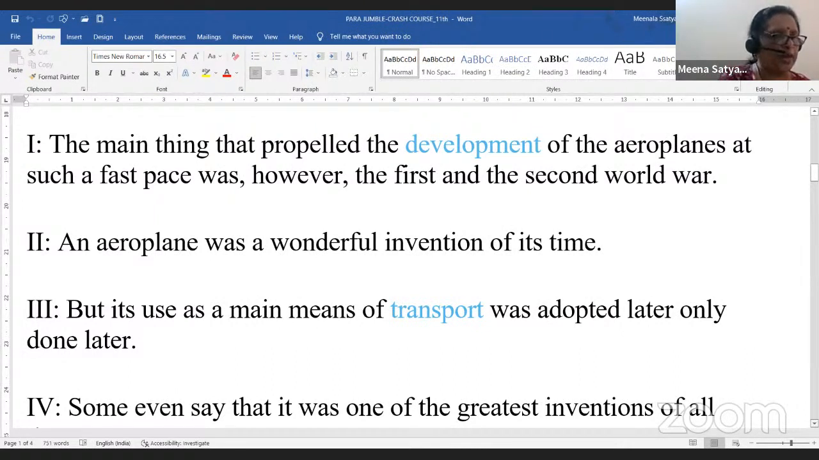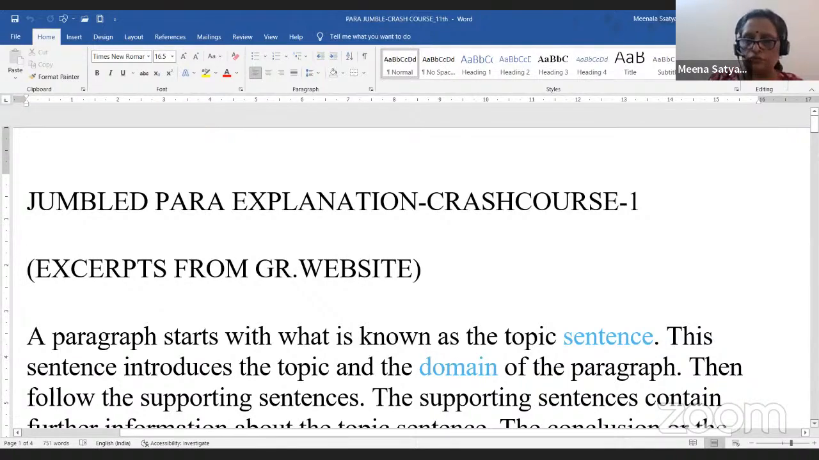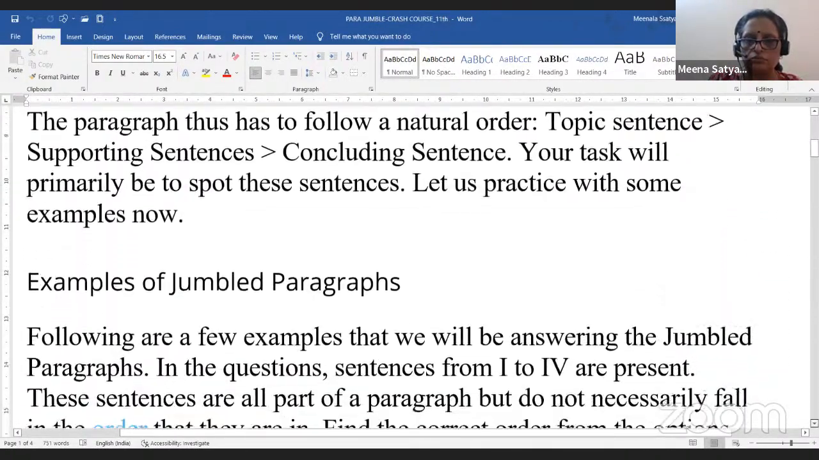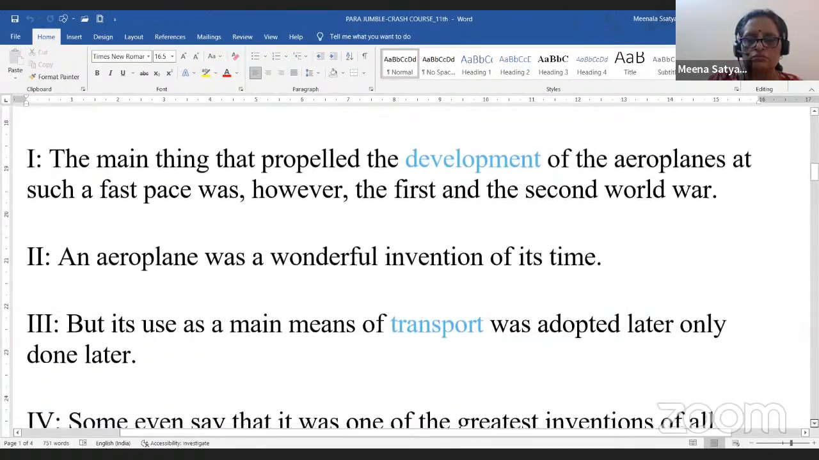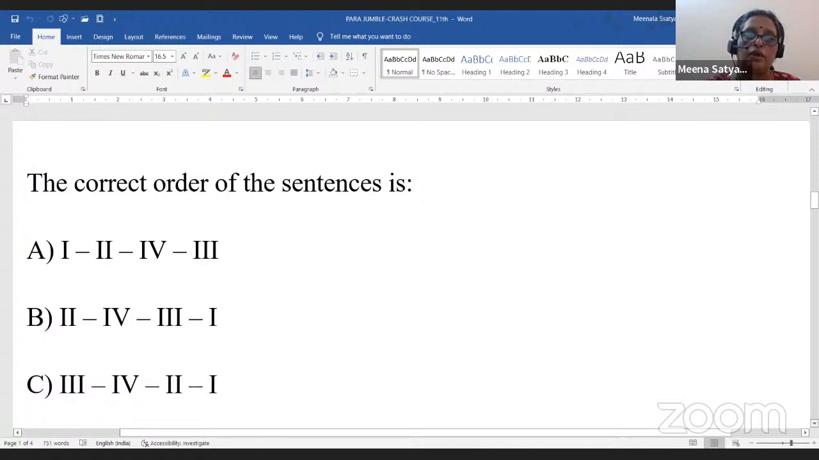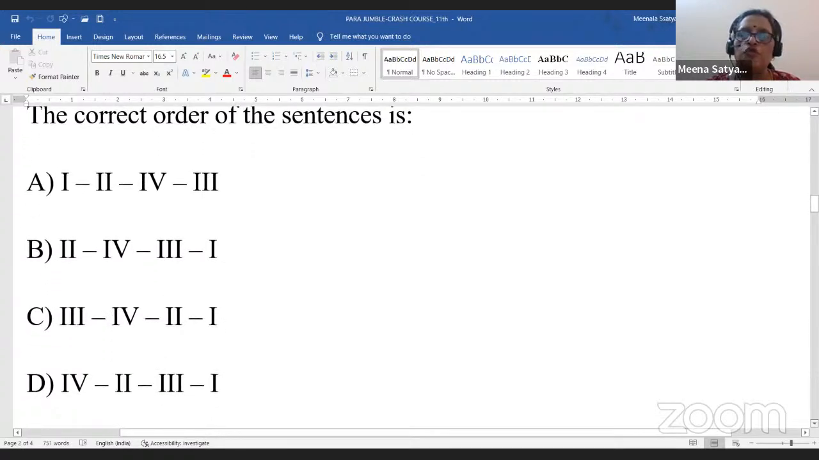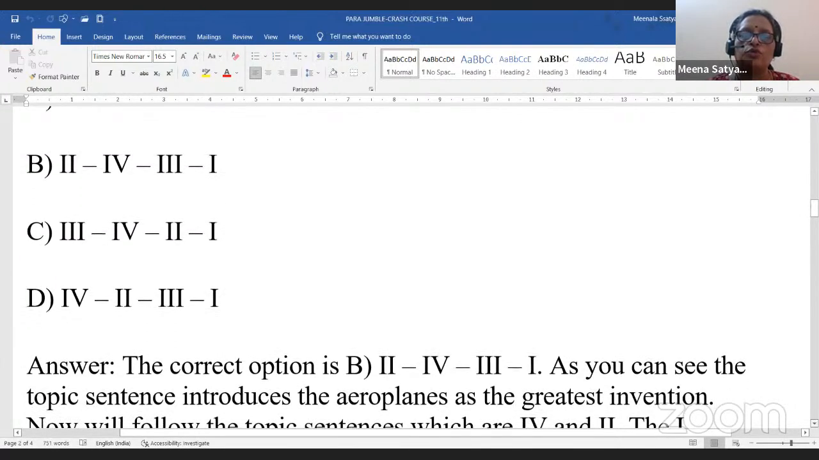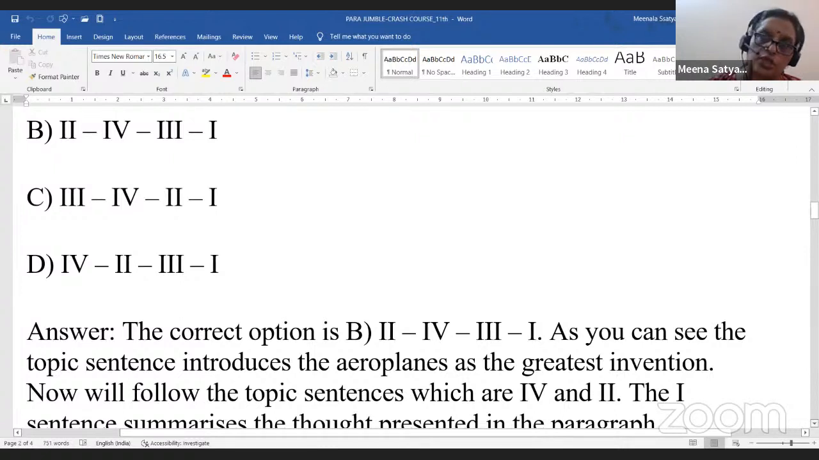The main thing that propelled the development of the aeroplanes at such a fast pace was, however, the First and the Second World War. An aeroplane was a wonderful invention of its time, but its use as a main means of transport was adopted later only. Sometimes some even say that it was the greatest inventions of all time. Now there are options: A, 1, 2, 3, 4; B, 3, 2, 4; C, 3, 1, 3, 4; D, 2, 1, 4, 2, 3, 1. Now he says the correct option is B.